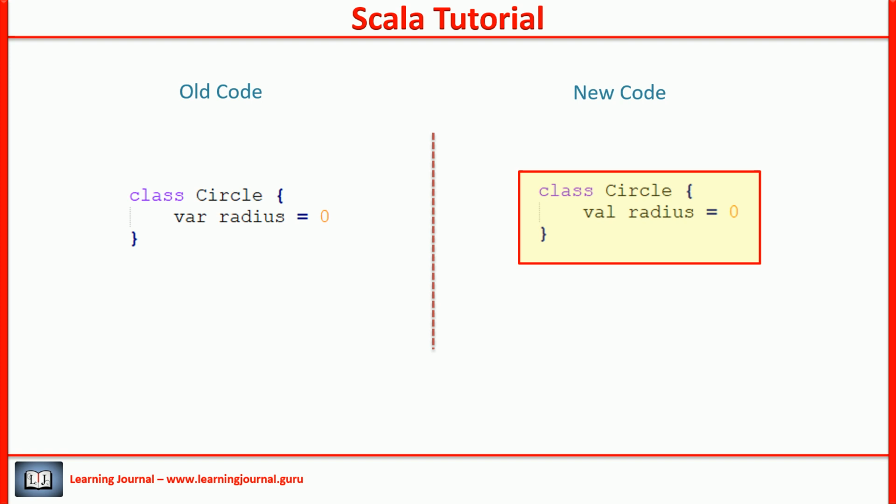Pause the video and think about it. We changed the var to a val, and you know that the val is a constant. You cannot change it. So, Scala will not create a writer for this example. There is no point doing that. It will only create a reader. In this code, val radius is public, and hence you will get a public reader.